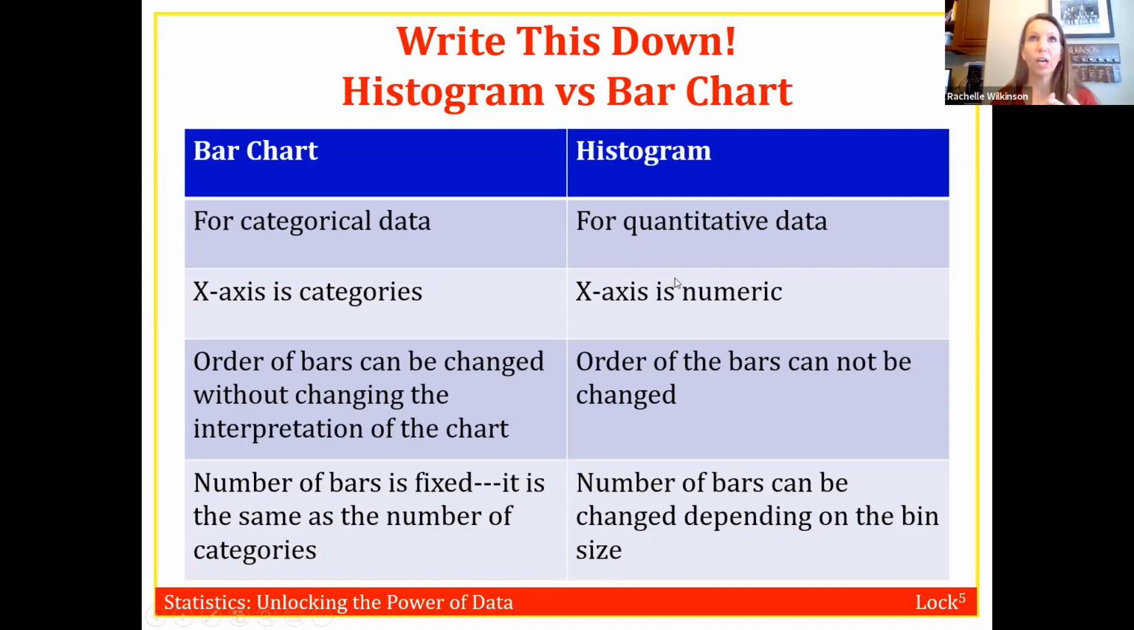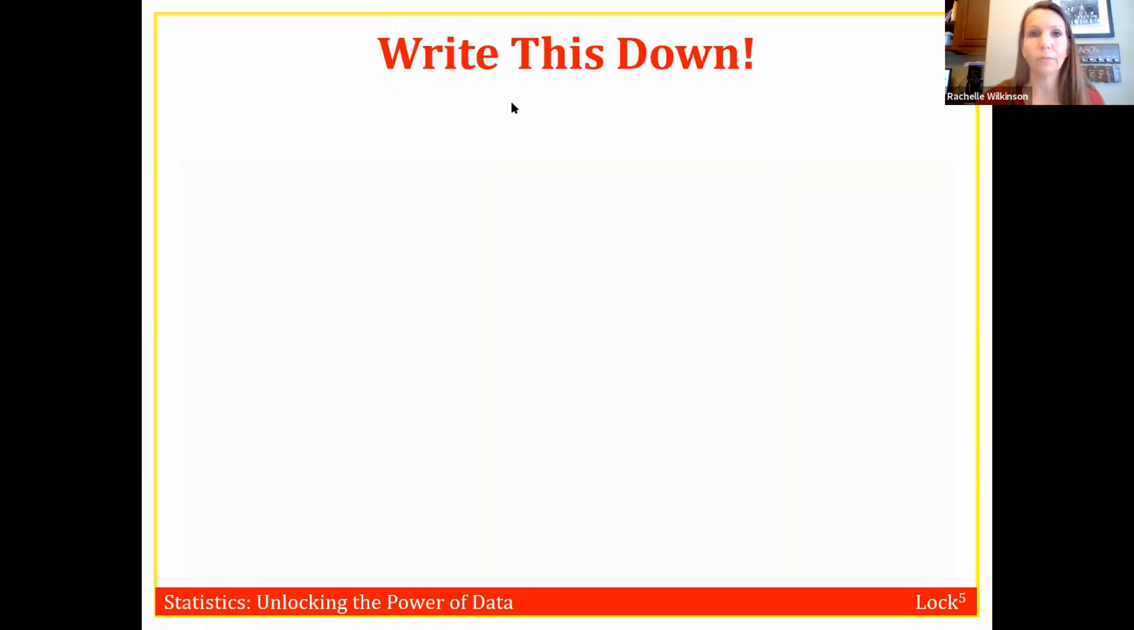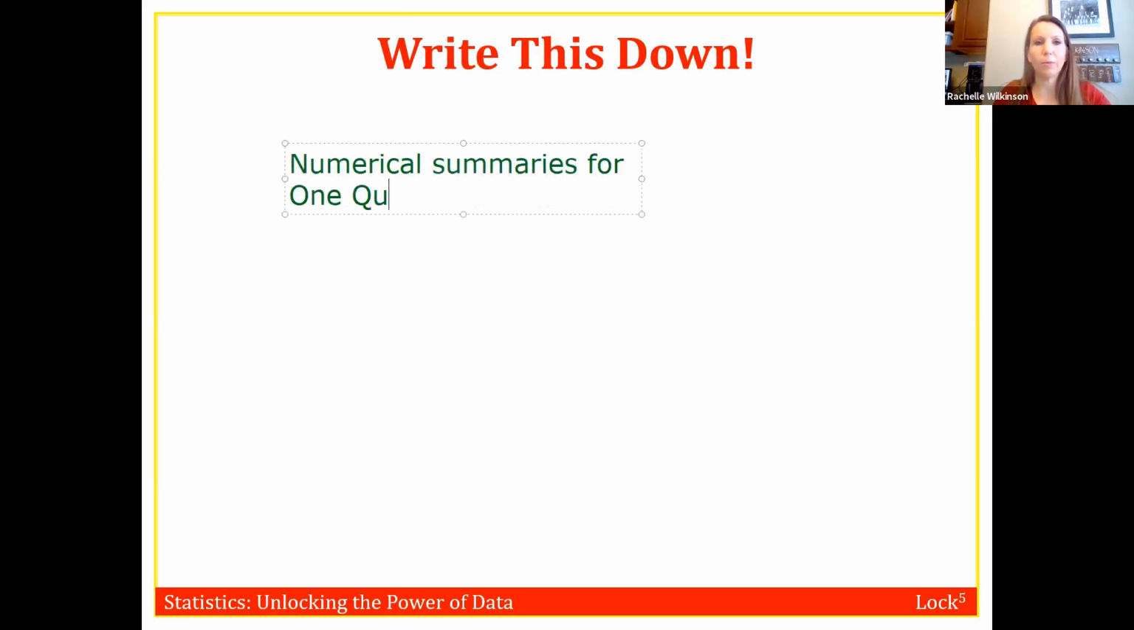All right, so dot plots and histograms are the two graphs we're going to talk about so far for one quantitative variable. Next, we're going to talk about descriptive statistics or numerical summaries for one quantitative variable. And we're going to start with measures of center. Okay, so now we're talking about numerical summaries for one quantitative variable. And first, we're going to talk about measures of center.